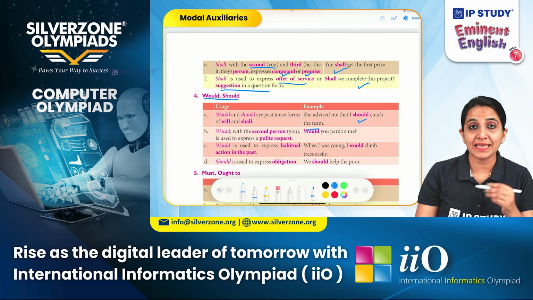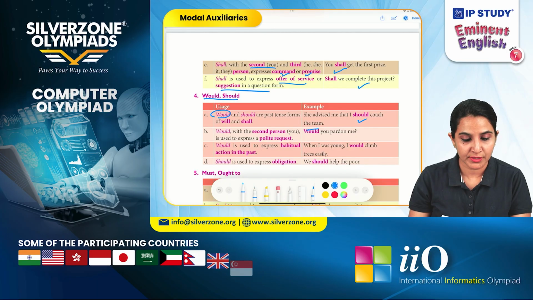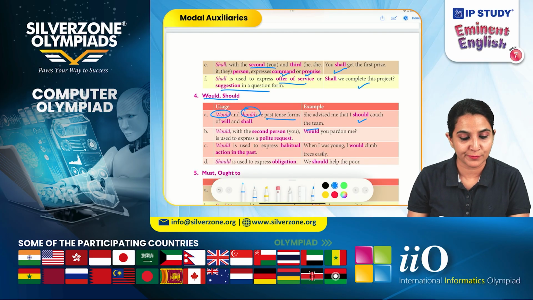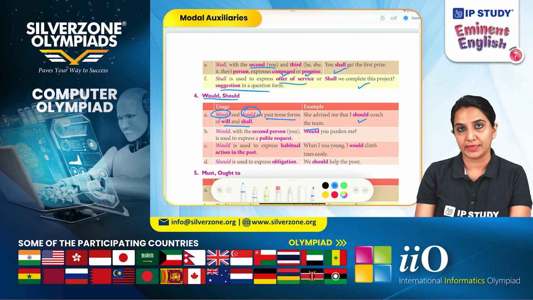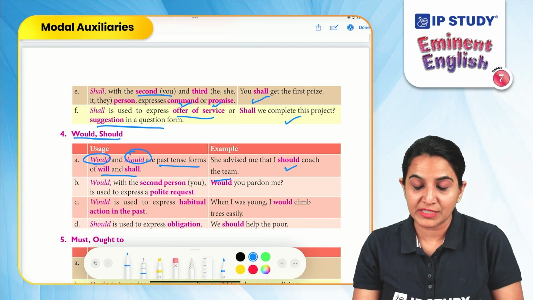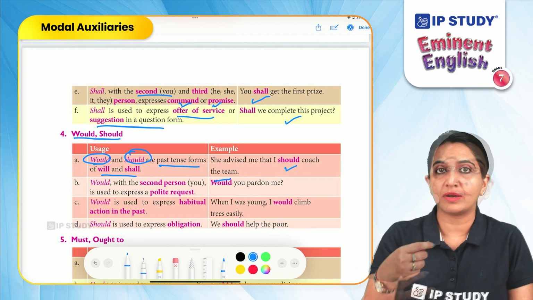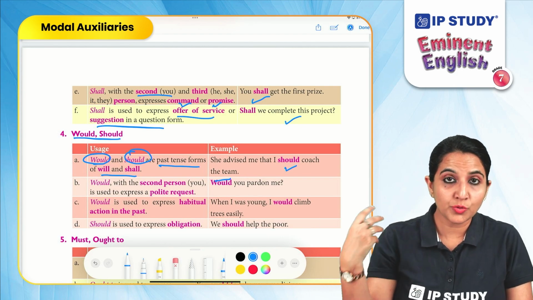Now, would, should. She advised me that I should coach the team. Now, as I already explained you that would and should are past tense forms of will and shall. That means, in this example, she advised me that I should coach the team. Now, this is a suggestion to do something.